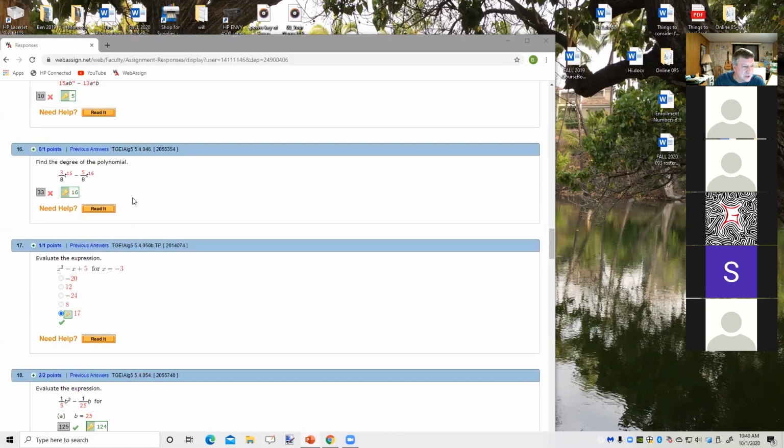Finally, number 16, find the degree of the polynomial. So these are two separate terms. The first term is of degree 15. The second term is of degree 16. So the degree of the entire polynomial is 16. All righty.